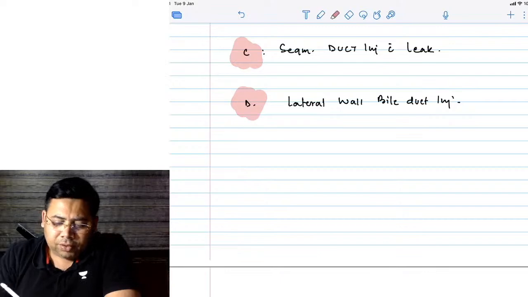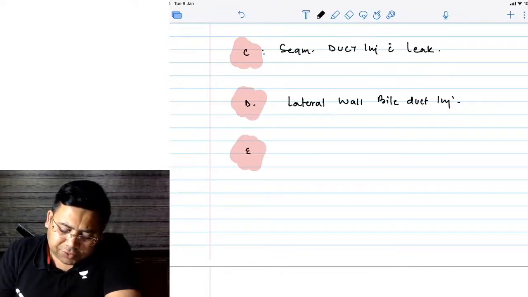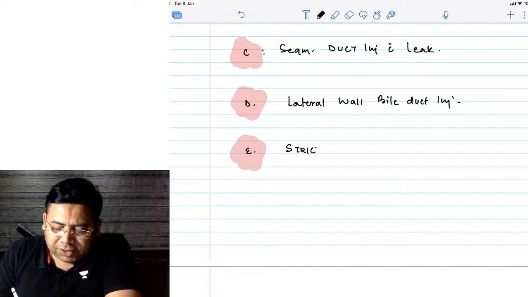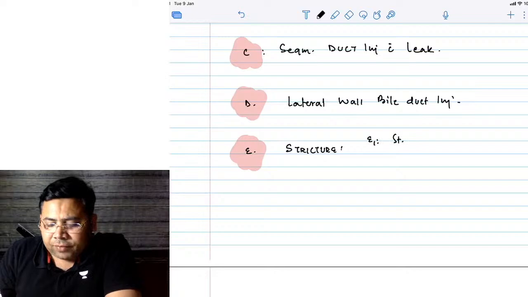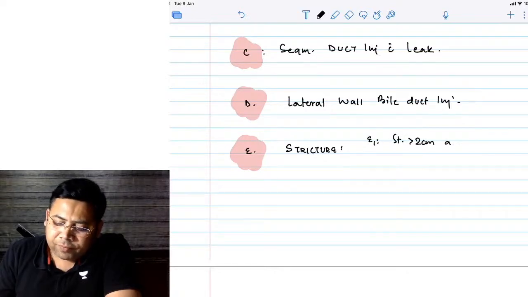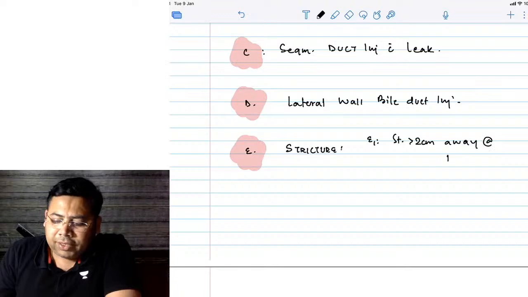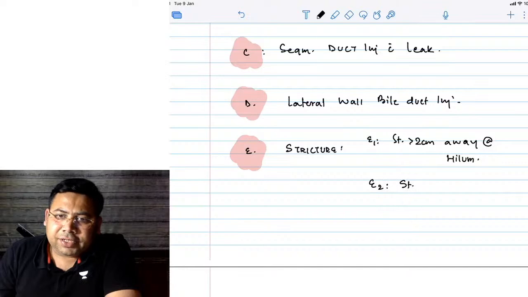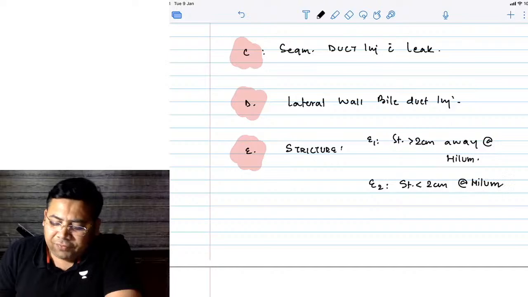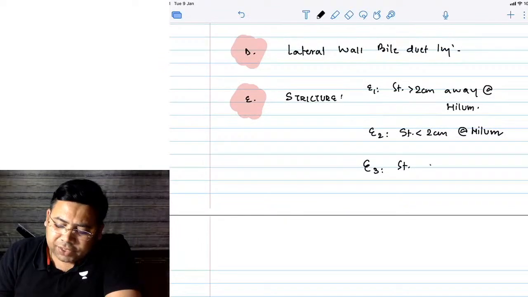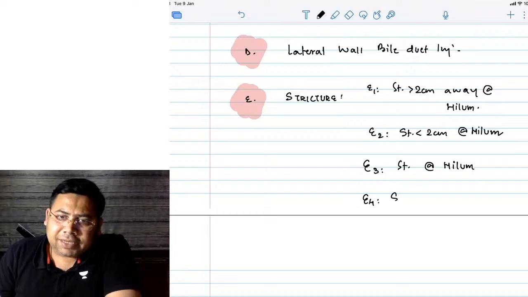Apart from that, type E describes the strictures. When we talk about the strictures, we have E1, where the stricture is more than 2 cm away from the hilum. We have E2, where the stricture is less than 2 cm from the hilum. We have E3, where we have the stricture at the hilum. We have E4, a segmental duct stricture.